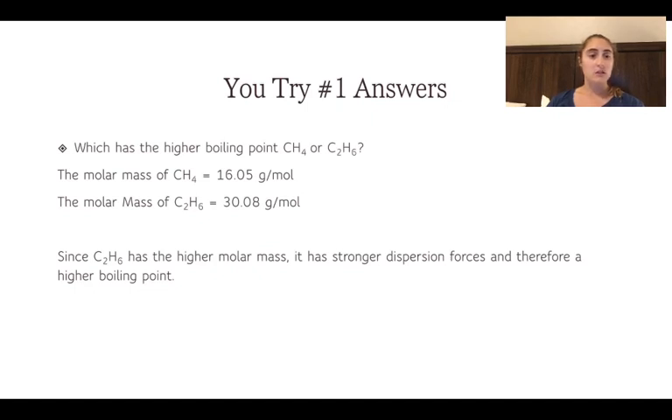Okay, here's the answer to number 1. So which has the higher boiling point, CH4 or C2H6? So the relative molar mass of CH4 is 16.05 grams per mole, and the relative molar mass of C2H6 is 30.08. So because this one has the higher molar mass, it should have the stronger dispersion force and therefore the higher boiling point.